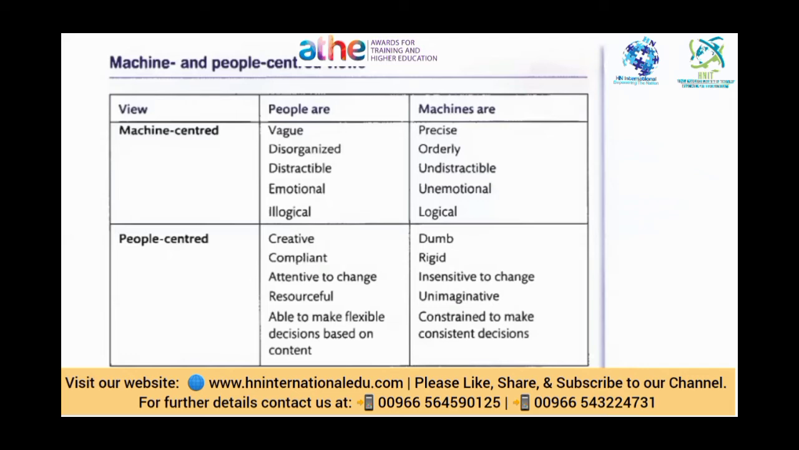Okay, now this is a chart which will tell you how machine-centered and people-centered people and machines are. Machine-centered people are vague, disorganized, distractible, emotional, and illogical. Why? Because obviously the machine is doing all their work, right?